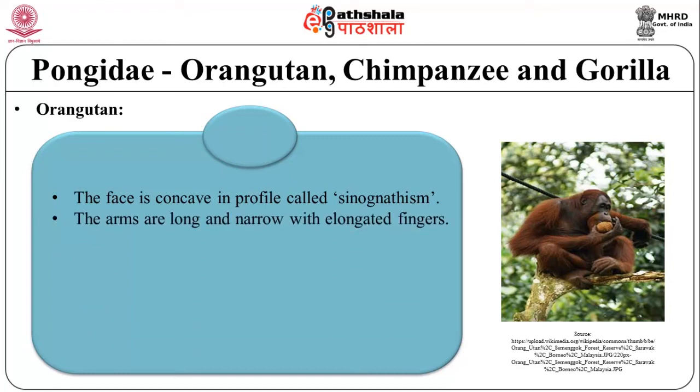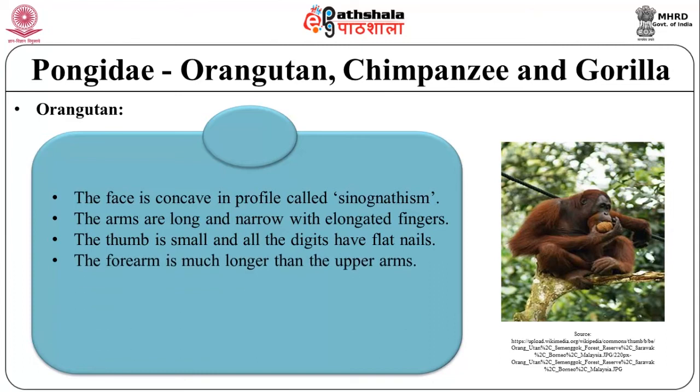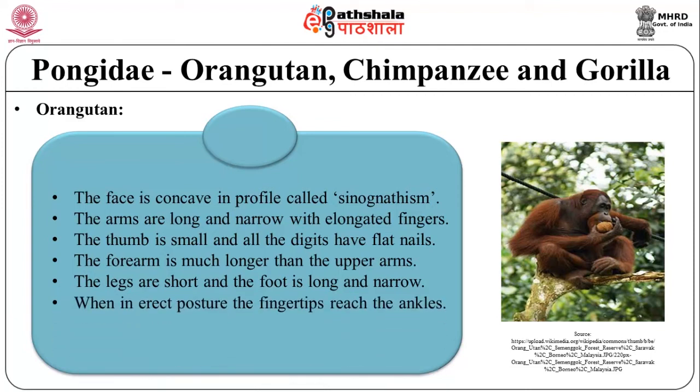The arms are long and narrow with elongated fingers. The thumb is small and all the digits have flat nails. The forearm is much longer than the upper arms. The legs are short and the foot is long and narrow. When the orangutan is kept in erect posture, the fingertips reach the ankles. The great toe is opposable and very small.